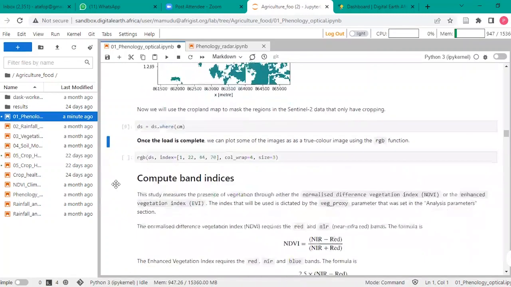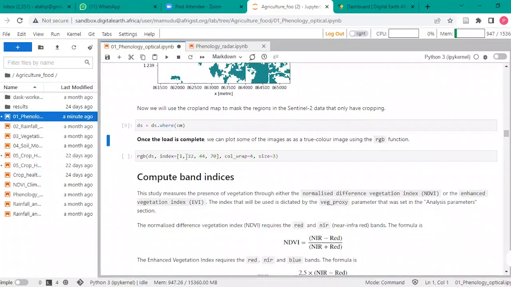Now we can display some. Remember, when we brought in the Sentinel-2 data, we had 267 times, but we're only going to display about 4 of them. We'll display time 1, time 22, time 44, and time 17, just so that we'll see how the crop mask data works with the Sentinel-2 images that we have in this series. So we'll run that.